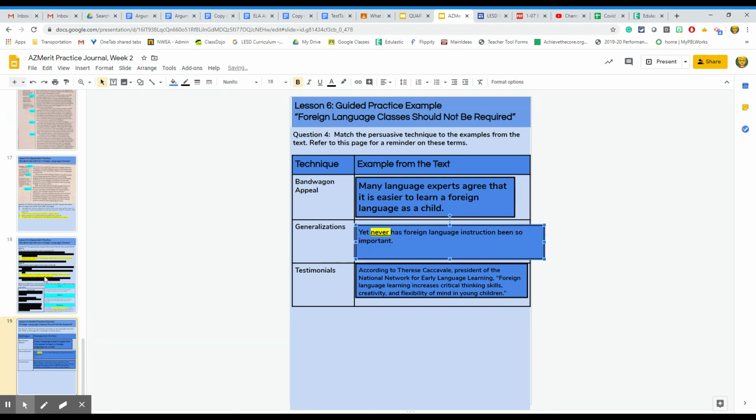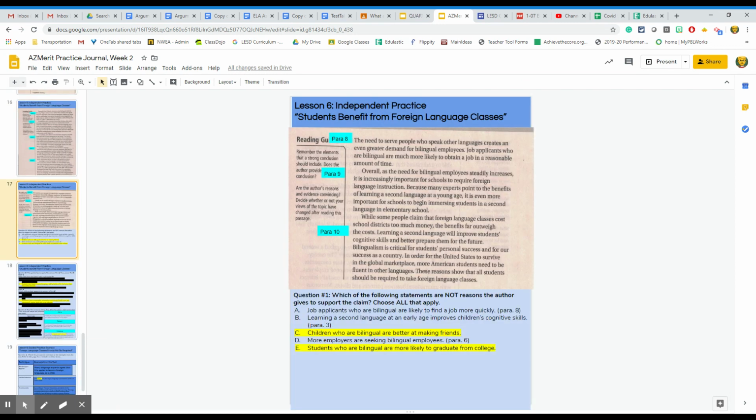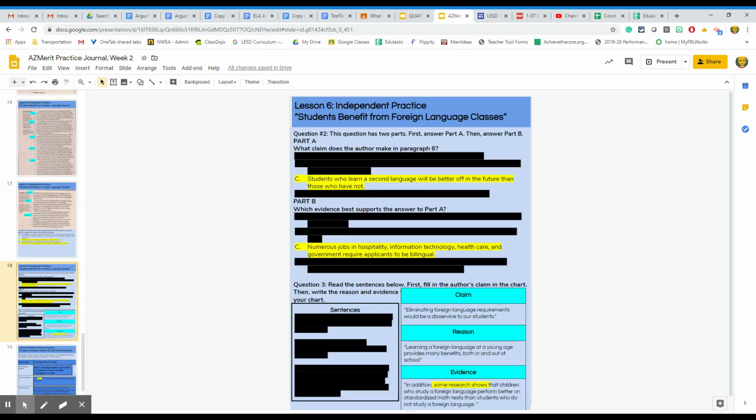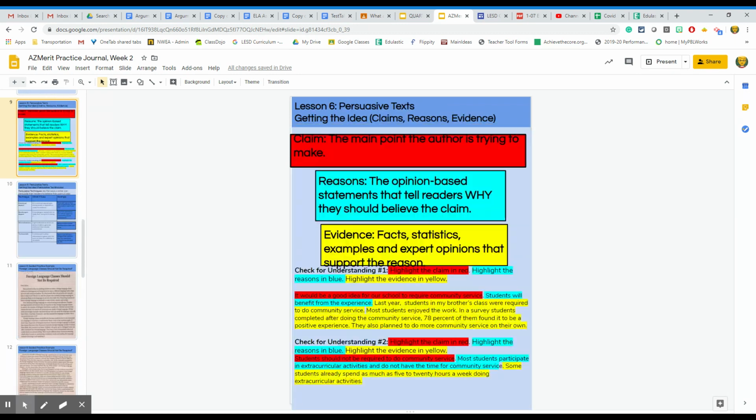Okay, so after you go back and fix your errors for pages 17 through 19, you can go ahead and also check back your pages from earlier.